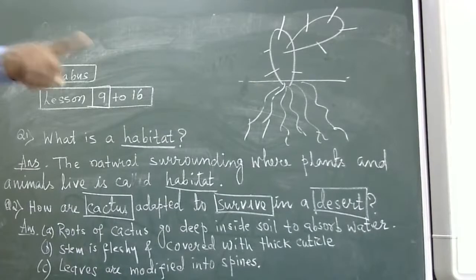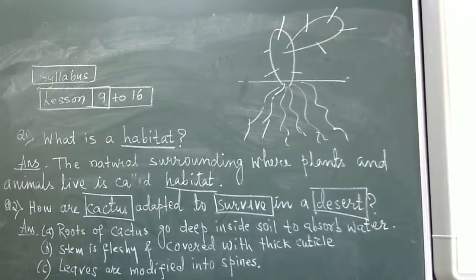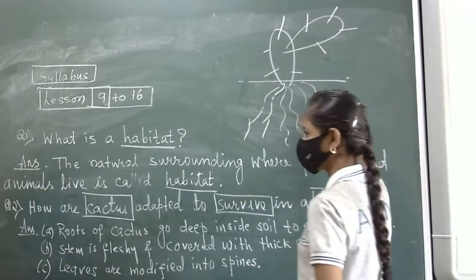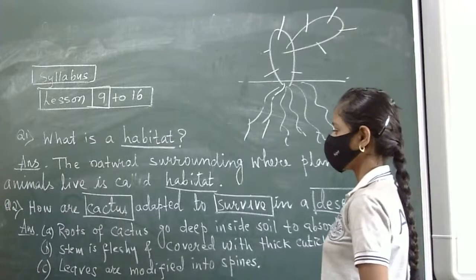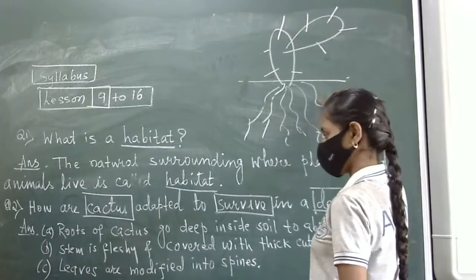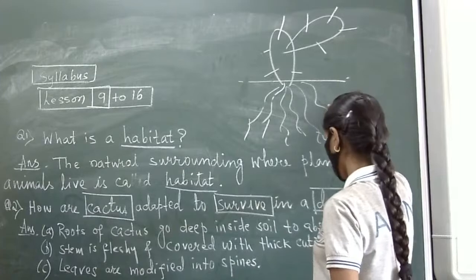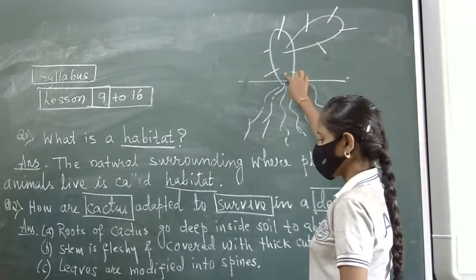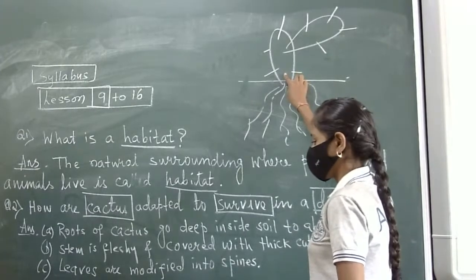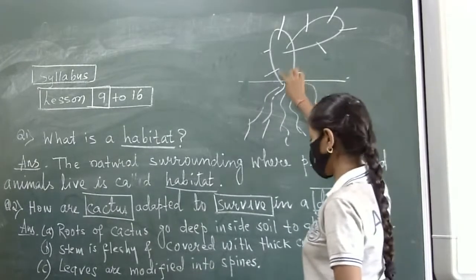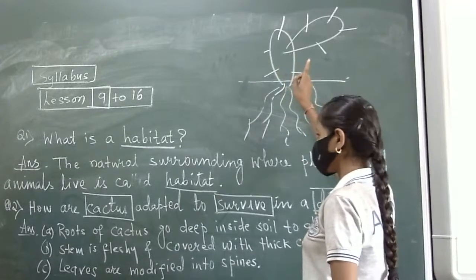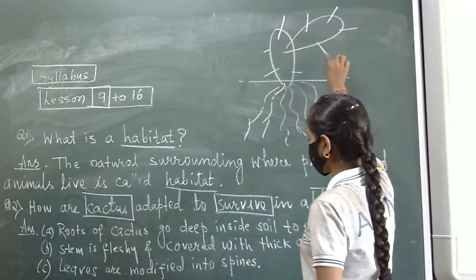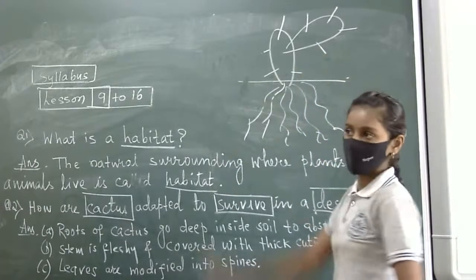Yes, you. Touch the diagram and tell me. Why does the cactus survive in the desert? What is the reason? The roots of cactus go deep inside the soil to absorb water. Stem is thick, fleshy, carrying water, and covered with thick cuticle. Leaves are modified into spines.